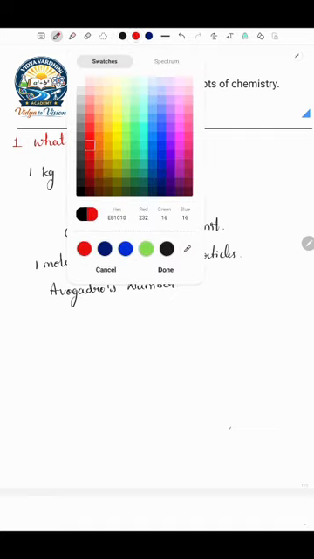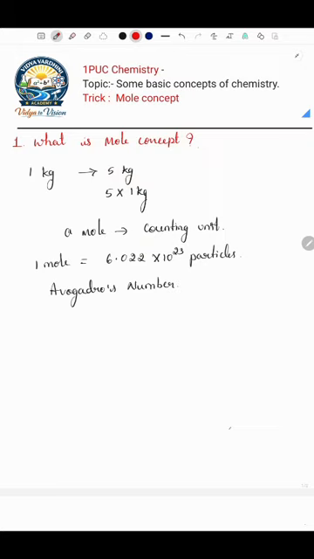Next question comes, why do we need to use this mole? Atoms are too small to count individually. We cannot count such very tiny particles. So instead of counting one atom at a time, scientists started measuring substances by using moles. This makes calculation easier for us.